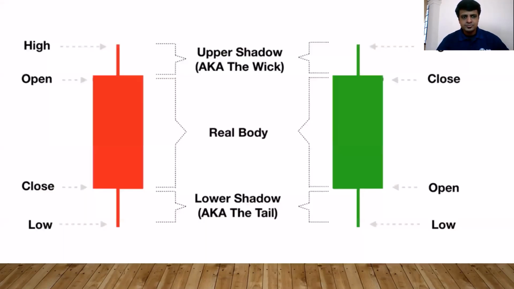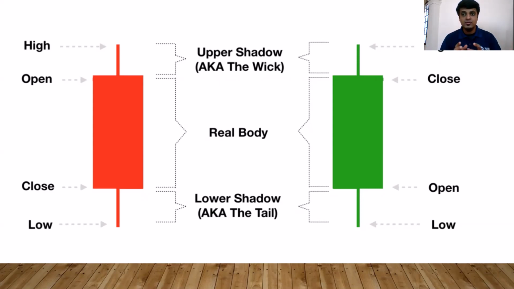Okay, so we have two types of candles. One is the red candle, the other the green candle. It could be black or white. But basically the red one is where the closing price is lower than the opening price. The green one is where the closing price is higher than the opening price. Those are the basic differences.